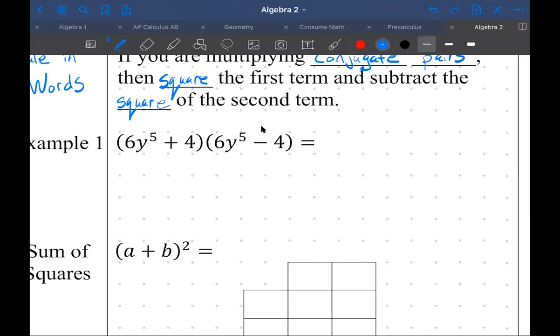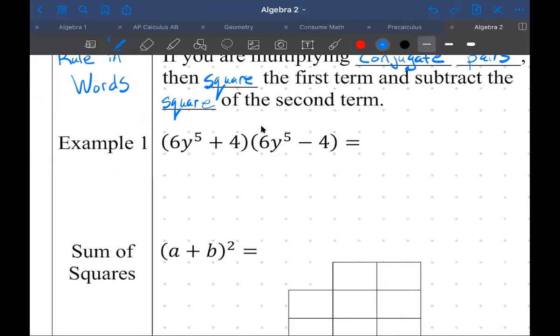Okay, but squaring things might be a little bit difficult, right? So we might have to do some scratch work. How do I do 6y to the power of 5, and I need to square that? What does that even equal to? Can someone help me out with that one? Sorry, Charles, you're still in cooling off period. Yeah, Jose.